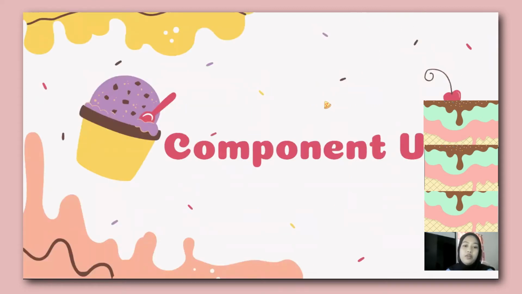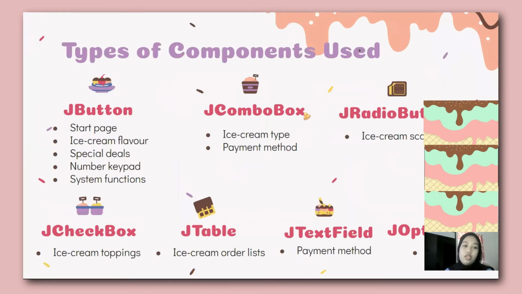Next, I will explain about the components that we use for our GUI project. We use JButton at the start page, ice cream flavor, special dish, number keypad, and also system function. And we use JComboBox for ice cream type and payment method, JRadioButton at ice cream scoop, JCheckBox at ice cream toppings, JTable at ice cream order list, JTextField at payment method, and JOptionPane for exit.